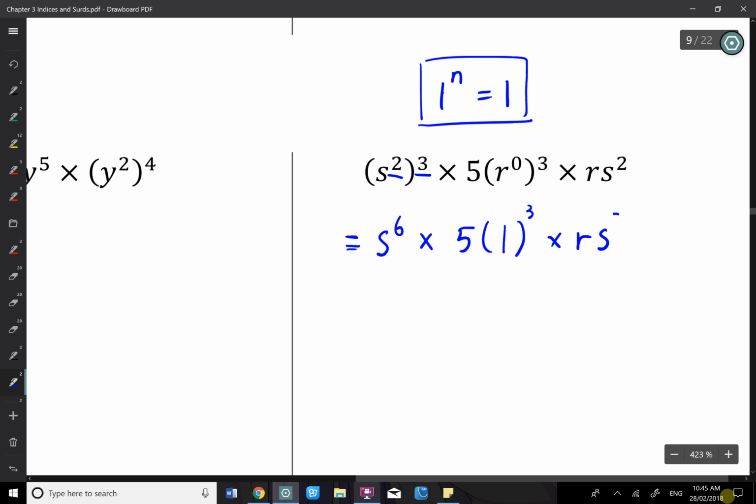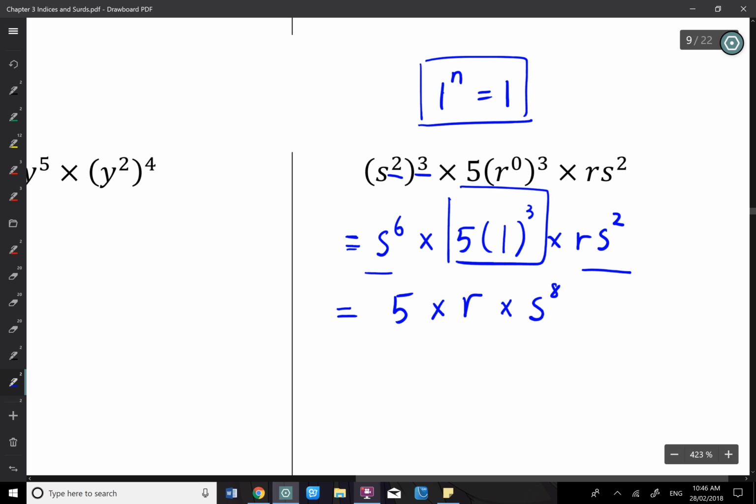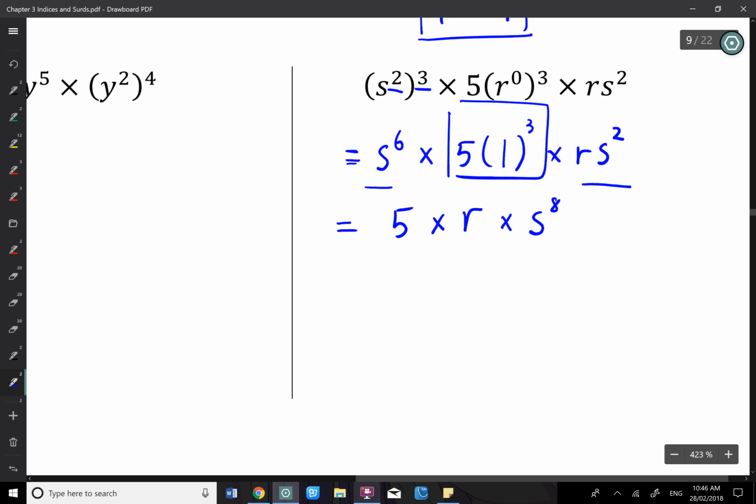Times rs squared. So this is the number, that's a 5. And then you write that in alphabetical order. The next is r, so we just have one r. And we count how many s there are. There are 8 s. So it's 5 rs to the power of 8. When you times the numbers with the same base, you will add the powers together.